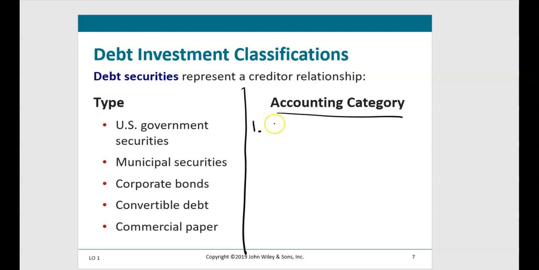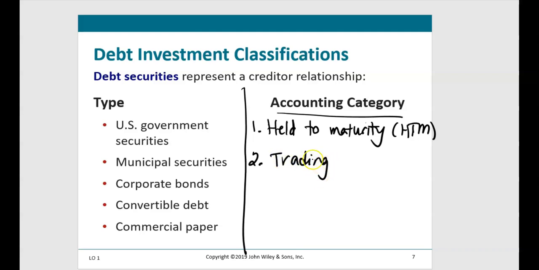The first category is held to maturity. As you would expect, this is the category where management purchases the investment and plans to hold it until it matures. Sometimes we abbreviate this HTM. The second, as you might expect, is trading. Management purchases these debt investments, but they're willing to sell them at any point in order to capture a gain on the movement in the debt investment's price.